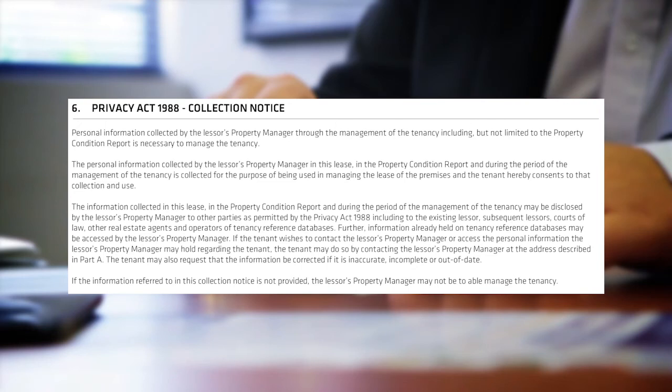If the tenant wishes to contact the lessor's property manager or access the personal information the lessor's property manager may hold regarding the tenant, they may do so by contacting the lessor's property manager at the address described in Part A. The tenant may also request that the information be corrected if it is inaccurate, incomplete, or out of date. If the information referred to in this collection notice is not provided, the lessor's property manager may not be able to manage the tenancy.